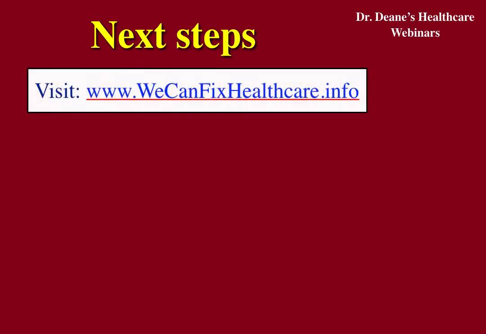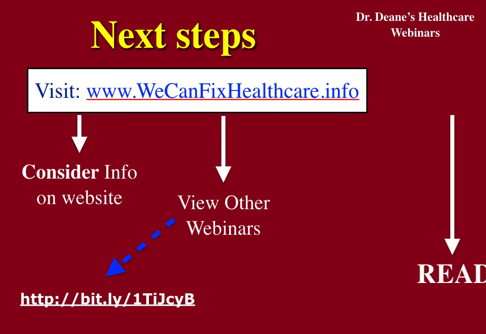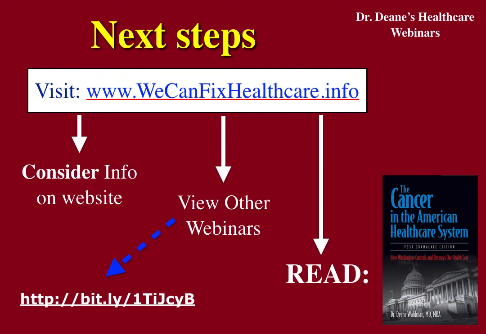Finally, what should you do? Well, the first thing I urge you to do is to visit the free website wecanfixhealthcare.info, not .com, .info, and consider the information on that website. There's lots of good stuff there. I urge you to look at some of the other webinars, and the easy way to get notifications are just to go to that URL. You can write it down and just go there and sign up. Finally, I urge everybody to read The Cancer in the American Healthcare System, because it not only tells you what's wrong, but also tells you what you need to do to make it right.